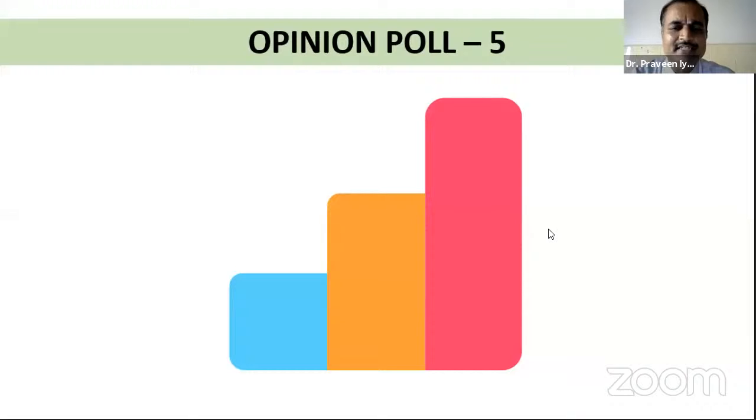Okay, can we stop and share the results? Okay, a whopping 85% feel that yes, the exam blueprint should be shared with the students. Yes, and I will ask those people who have said no for giving reasons for sure.